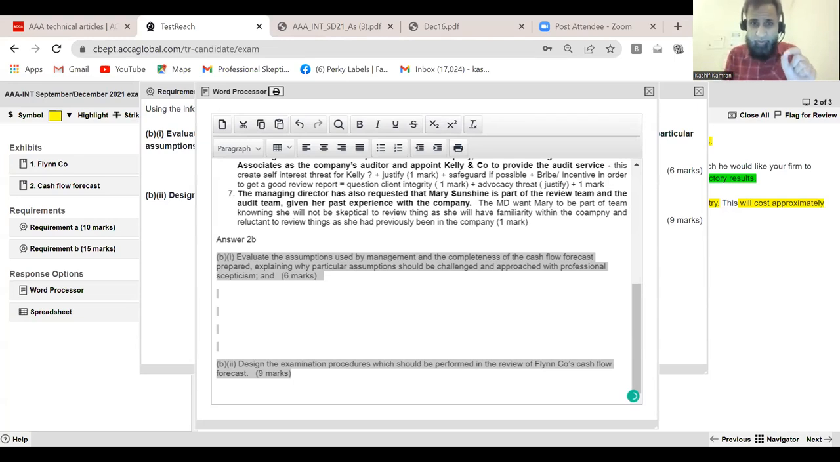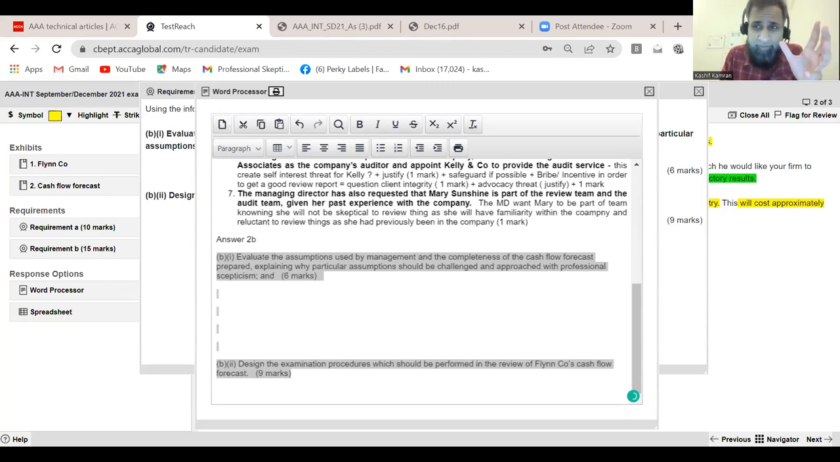Evaluate the assumptions used by management and evaluate the completeness of the cash flow forecast, explaining why the assumptions you are challenging, why you are challenging the assumptions, and why the assumptions have to be approached with professional skepticism. So that is basically the first requirement. When you evaluate an assumption and you say this assumption is wrong, then you have to explain why the assumption should be challenged.